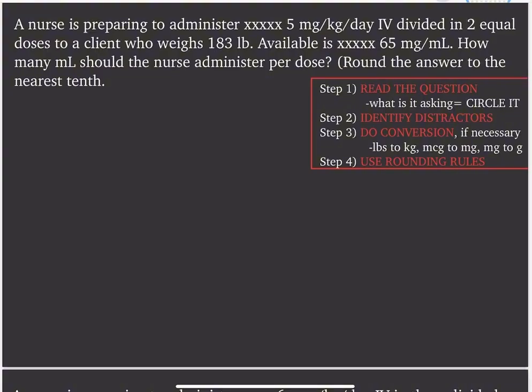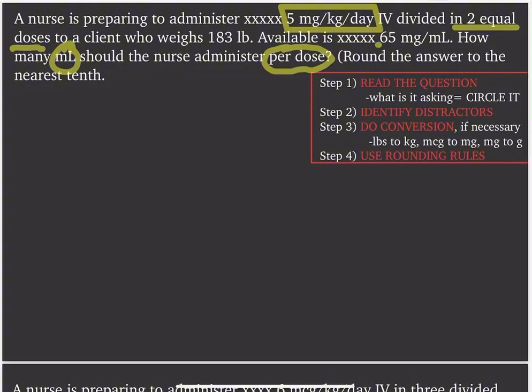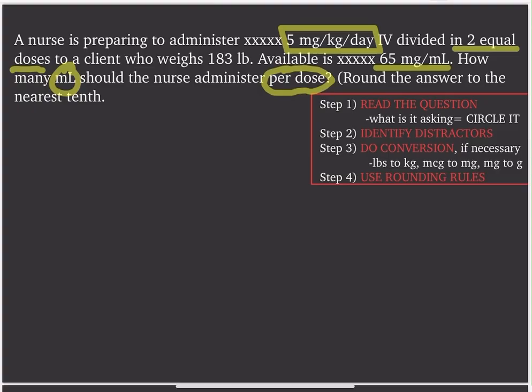Okay, so step 1, read the question. What is it asking? It's asking how many mLs should the nurse administer per dose. So put a big fat circle around them. Our hub is 5 milligrams per kilogram per day. That's where we're getting all our information. It's divided into 2 equal doses, and the patient weighs 138 pounds. The available is 65 milligrams per 1 milliliter.